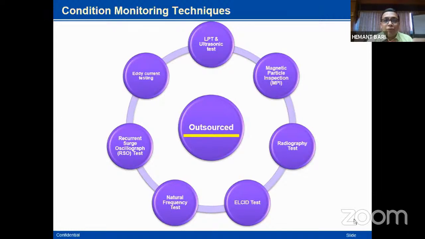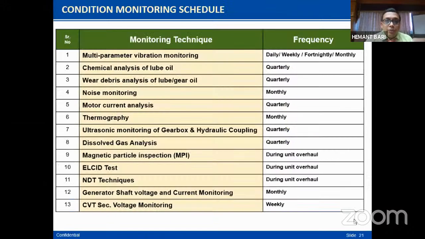You can always start from your college. At least if you start LPT, UT and MPI also, that is a big thing. So for each and every technique we have made a schedule, and we follow the 52-week schedule rigorously.